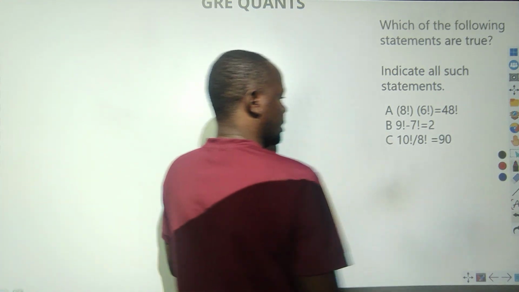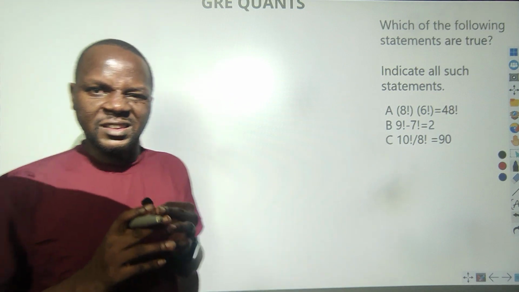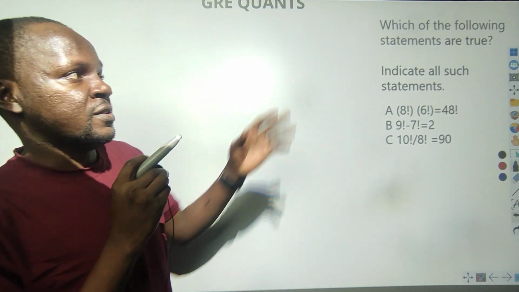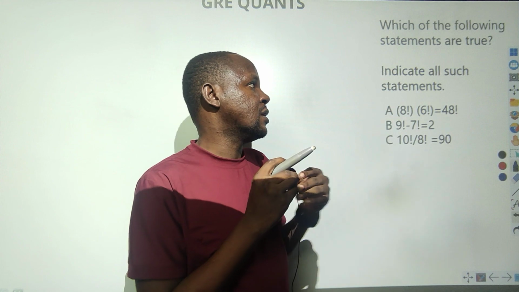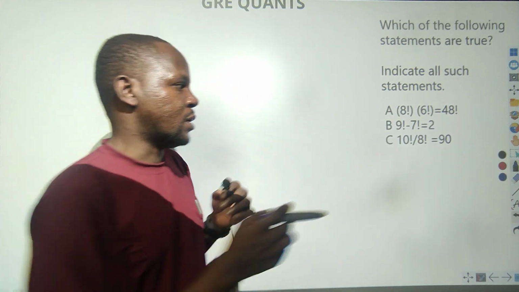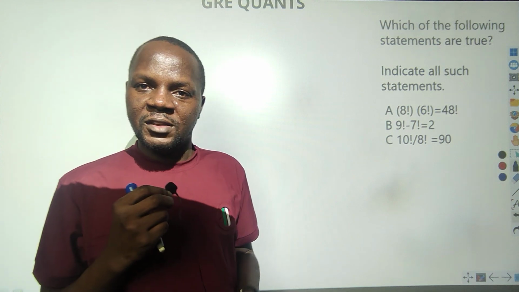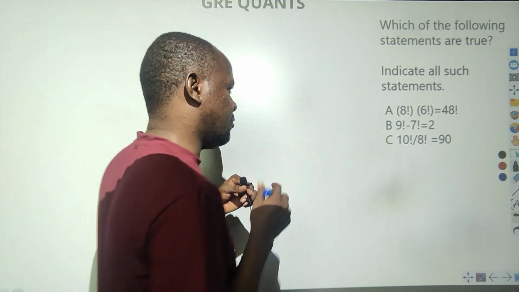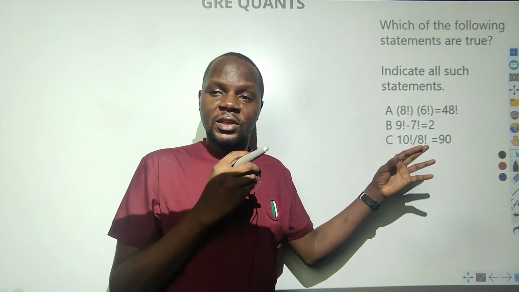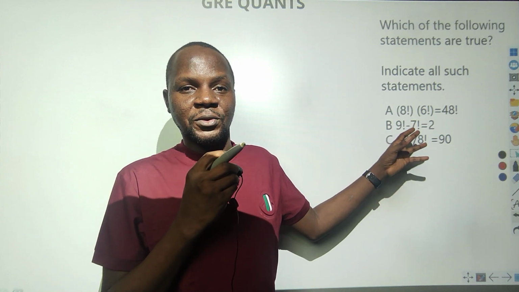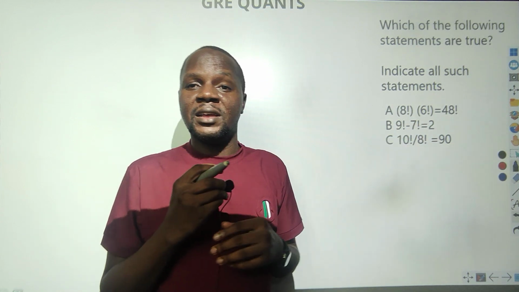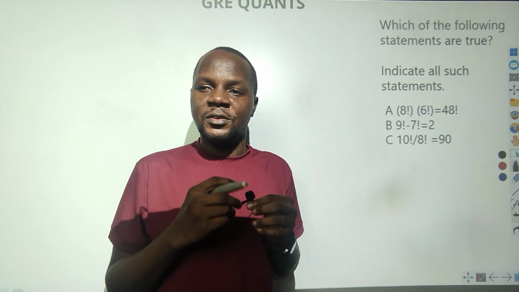So for this one, I think it's also going to fall on the easy mode for me. Now, which of these statements is true? Indicate all such statements. 1. 8 factorial multiplied by 6 factorial is 48 factorial. Now, if you have done factorial, you will know that 8 factorial times 6 factorial is far less than 48 factorial.